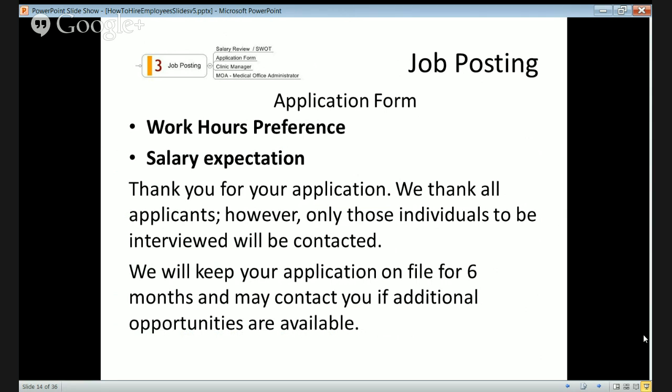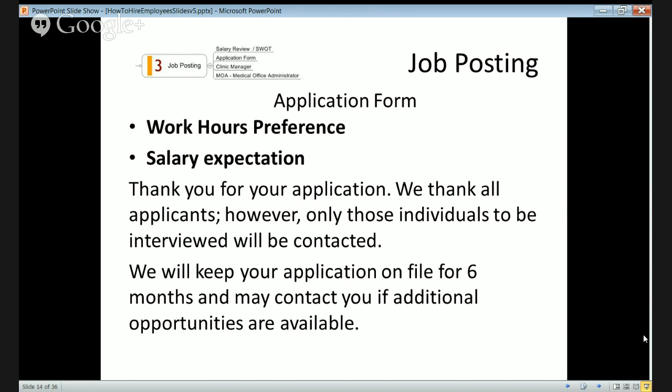So if you have a job posting in the paper or in the college or even on internet job boards like Kijiji, you can also provide a link to the application form so that you get a smooth process to get the information in to your office at a time that's convenient for you, and you make sure that you're getting the right information so you don't have a lot of back and forth.